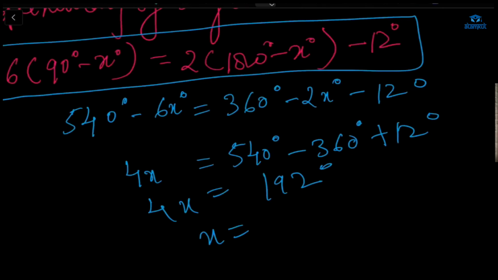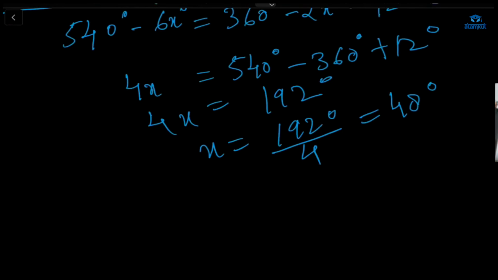So x will be 192 degrees divided by 4. x will be 48, so x is equal to 48. The value of x is 48 degrees. So these types of questions can be asked, where you have to find the angle depending on its complementary and supplementary, form the equation, and then solve it.